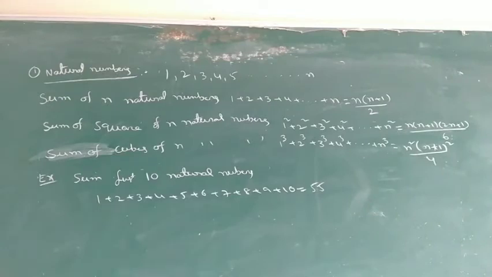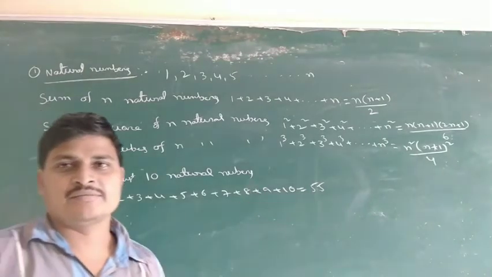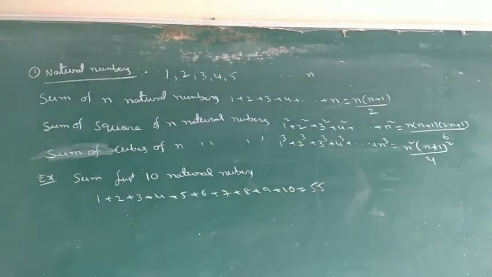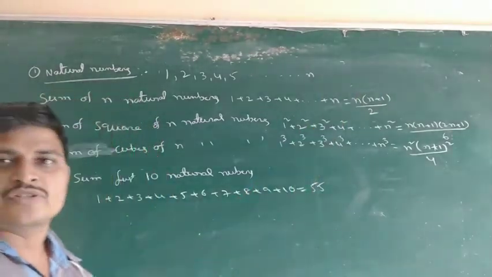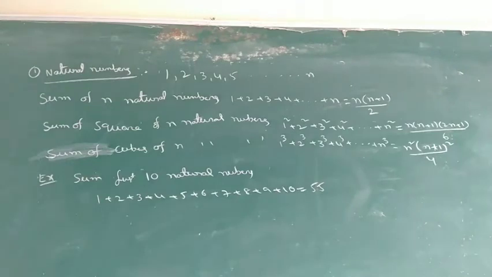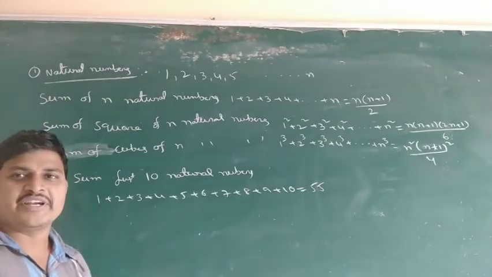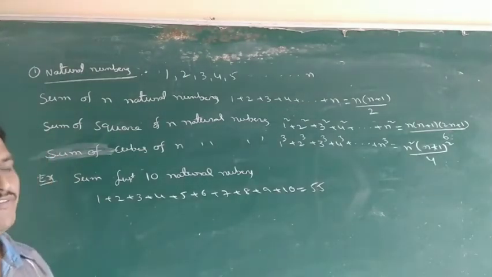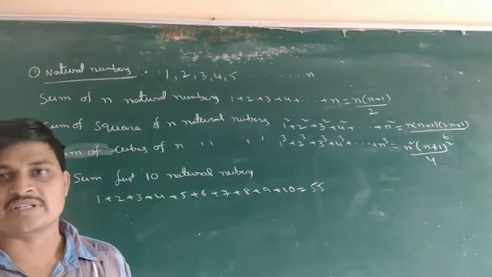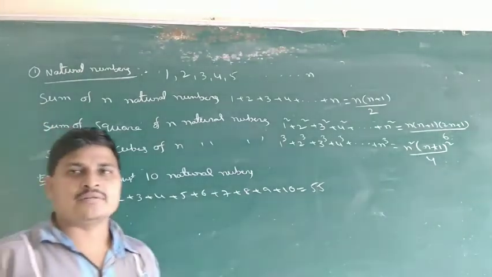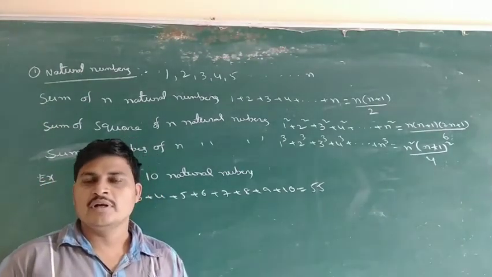So 1 to 10 is okay. So 1 to 100. Sum of first 100 natural numbers, 1 plus 2 plus 3 and so on to 100. It is possible, we can calculate using a calculator. Sum of first 1000 natural numbers, even with a calculator is possible but time taken.